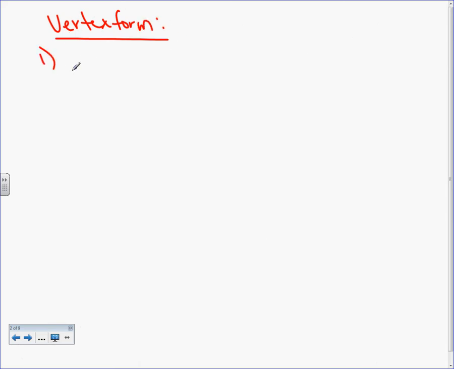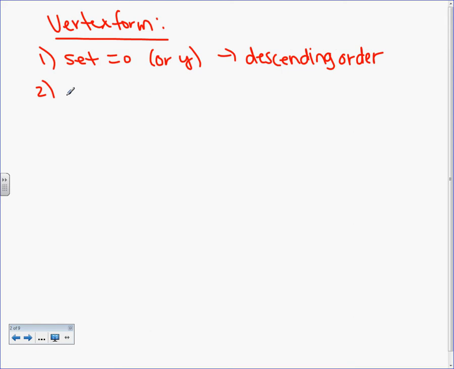Step 1, set equal to 0, or y really, it doesn't matter. That's kind of the same thing. And make sure it's in descending order. That's the same for the rest of the chapter. We've done that all chapter. We want it equal to 0 or equal to y if we're graphing it, and we want it in descending order. That's not any different, okay?